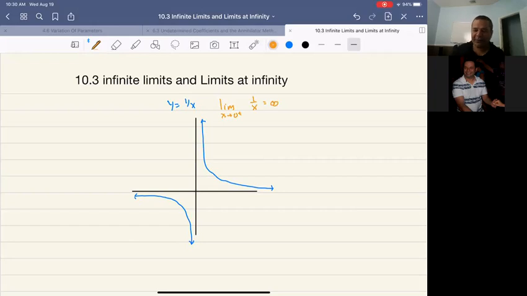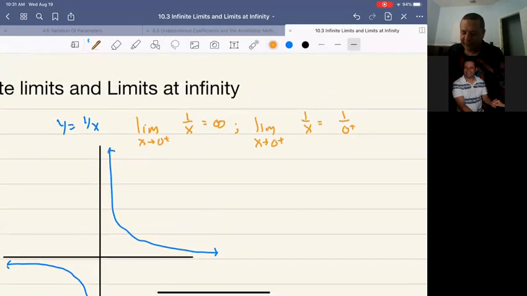One of the things that I think is nice to do is we can also think about this as plugging in 0 there. So the limit as x approaches 0 from the right of 1 over x is 1 over 0 from the right. How I interpret that is that this is a very small positive number. So 1 divided by a very small positive number is going to be infinity.